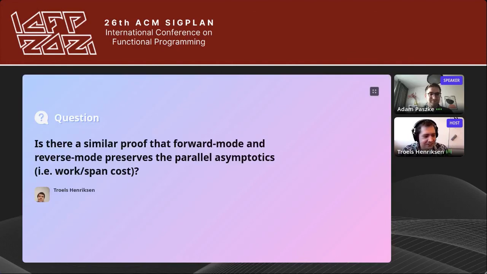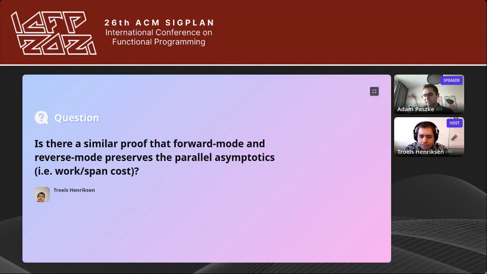Well, the next question is actually mine. You talk about the proof that reverse mode only adds a constant overhead. But is there a similar proof that reverse mode even preserves the parallel asymptotics in principle? That's actually a great question. I haven't thought about this, and I haven't seen a proof.